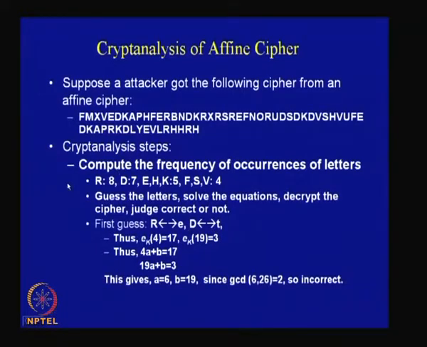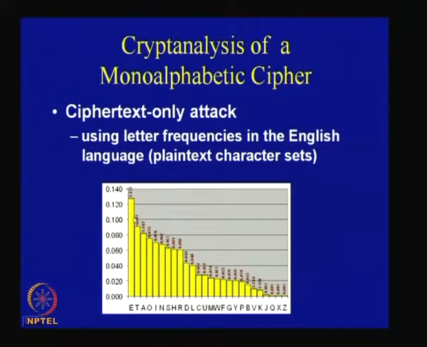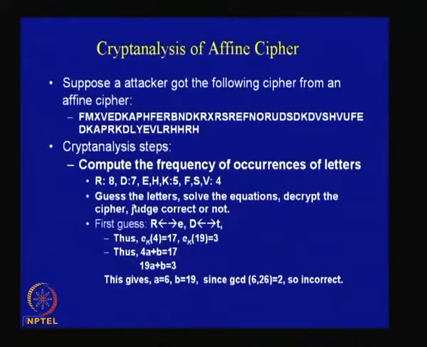The first guess is that R, as I told you, is the highest occurring letter, and therefore it should correspond to E, because as we have studied in the frequency diagram, E is generally the most frequently occurring letter. So in the cipher text, if R is the most commonly occurring letter, then since it is an affine cipher, R should correspond to E.